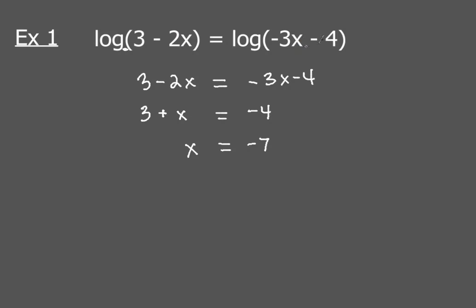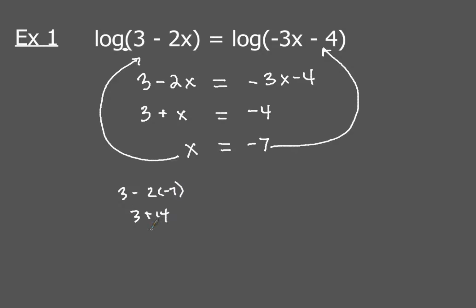I've set them equal, I've solved it, but now what I want to do is just kind of check real quickly. If I take this negative 7 and I plug it in to each one of these pieces right here, is what's on the inside going to be something positive? So on the left side I'll have 3 minus 2 times negative 7, so negative 2 times 7, so I'm going to have 3 plus 14. That's 17, which is positive, so that side is good.